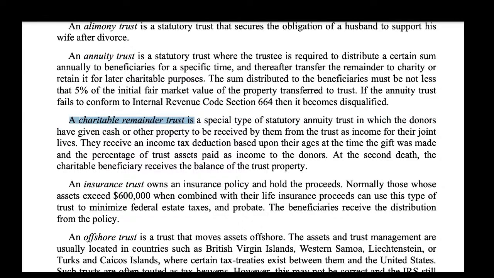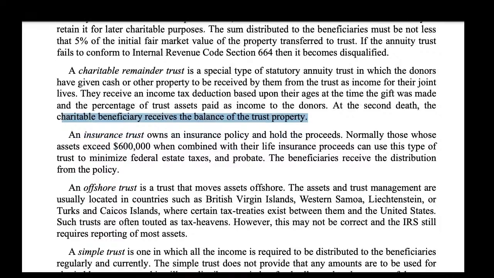Charitable remainder trust is a special type of statutory annuity trust in which the donors have given cash or other property to be received by them from the trust as income for their joint lives. They receive an income tax deduction based upon the ages at the time the gift was made and the percentage of trust assets paid as income to the donors. At the second death, the charitable beneficiary receives the balance of the trust property.